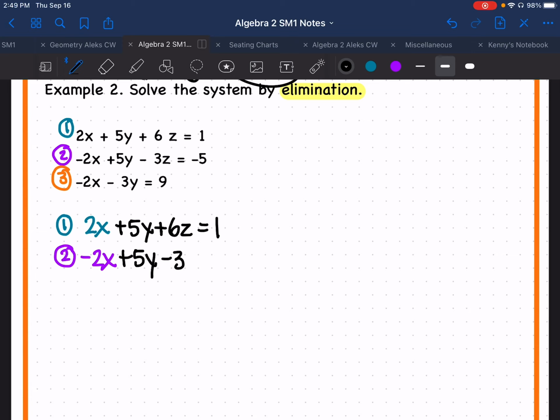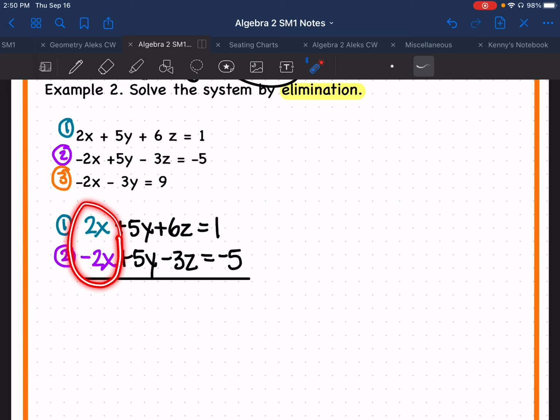You might be noticing something else that's pretty cool about these two. I just saw it. I hope you did too. But remember, we're eliminating these guys right here. So I'm looking at their signs. The sign of the 2 in equation 1 is positive, and the sign of the 2 in equation 2 is negative. They are different signs, so we're going to go ahead and add them together. 2 plus negative 2 will give me 0.